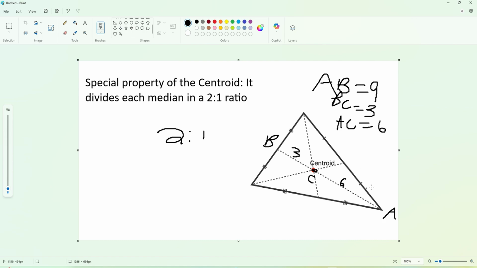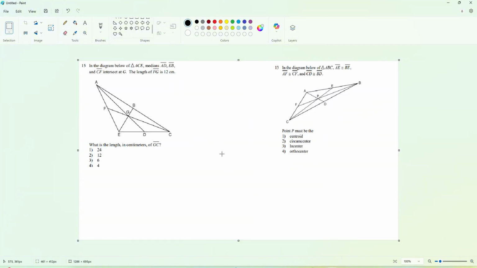Now, to identify the longest side, it'll always be the part that is closest to the vertex that it comes out of, which is vertex A. Now, to end this video off, let's go over two practice questions.